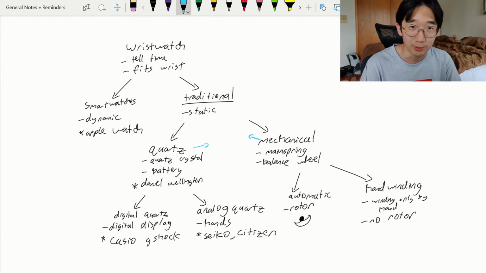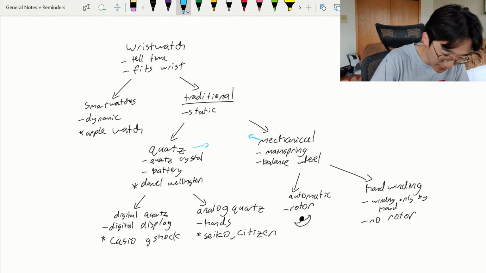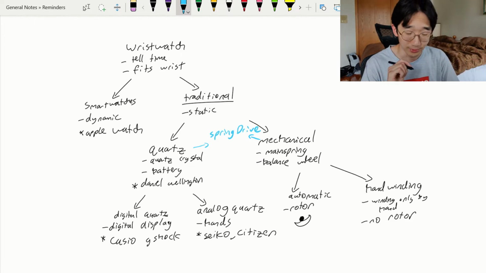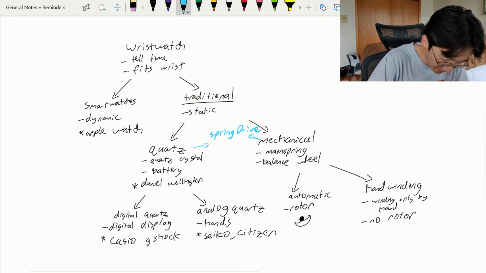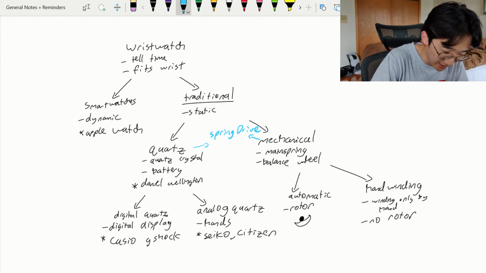I will put a few special ones that you'll encounter. So there is one that is in between quartz and mechanical. There's actually two. So this is called spring drive. So spring drive is, yeah, it's kind of a mix of the two.